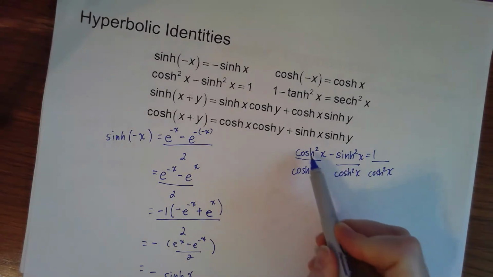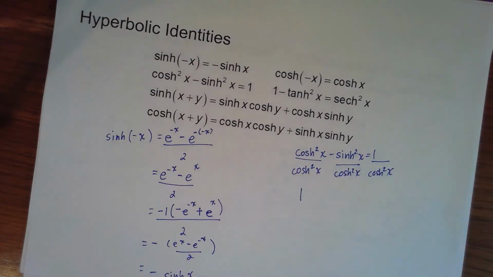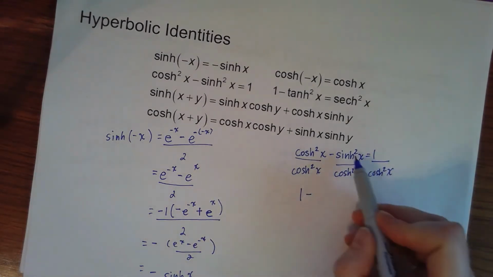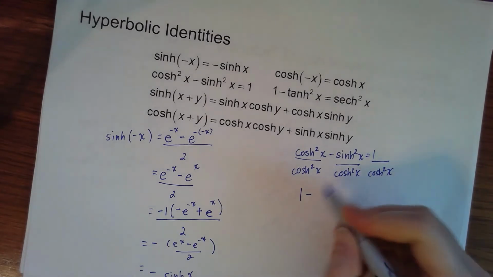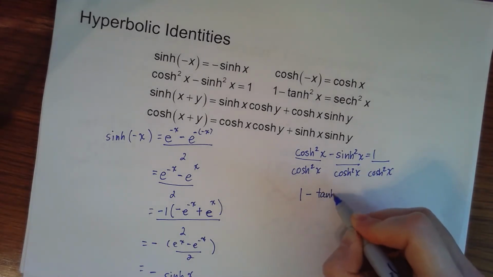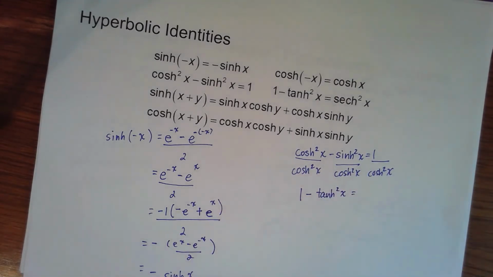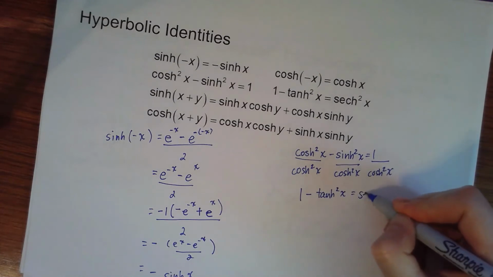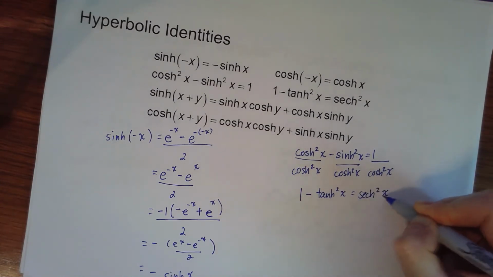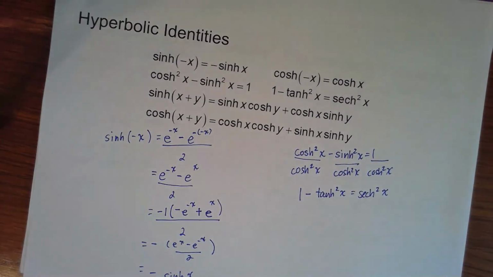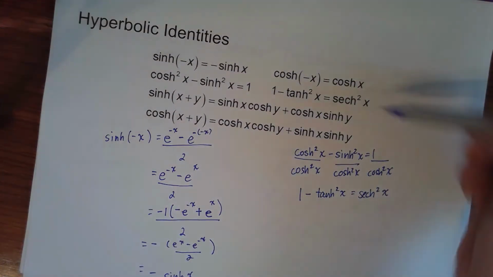Okay, so this is obviously 1. I have hyperbolic sine over hyperbolic cosine. That one is hyperbolic tangent squared. And then I have the reciprocal of hyperbolic cosine, which is hyperbolic secant, and that will be squared. Okay, so that's how we get this one.